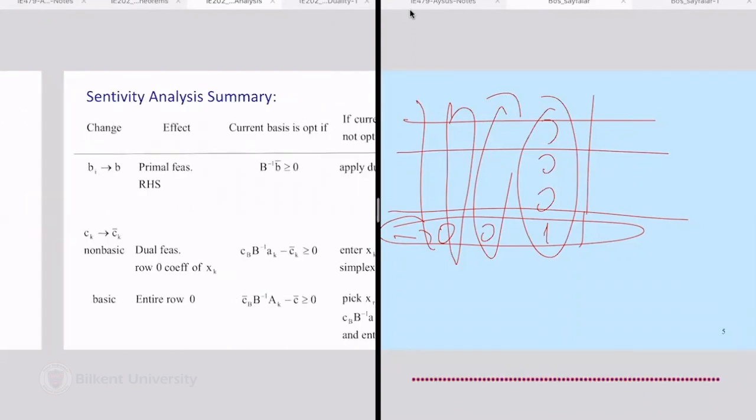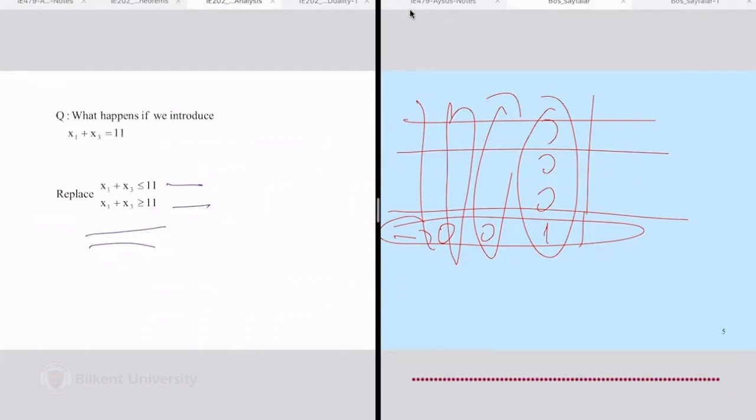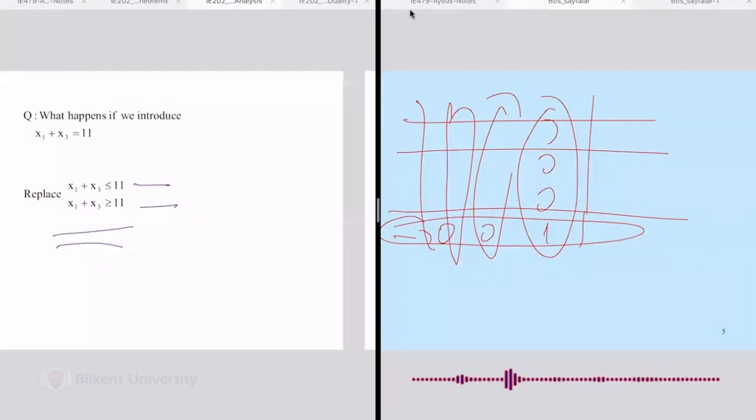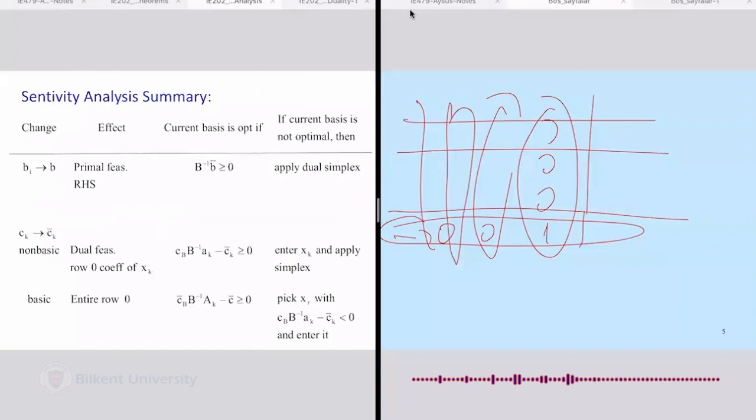Any questions? I have a quick summary for sensitivity analysis, so I'll go over the material once again when we're doing this. So be careful.